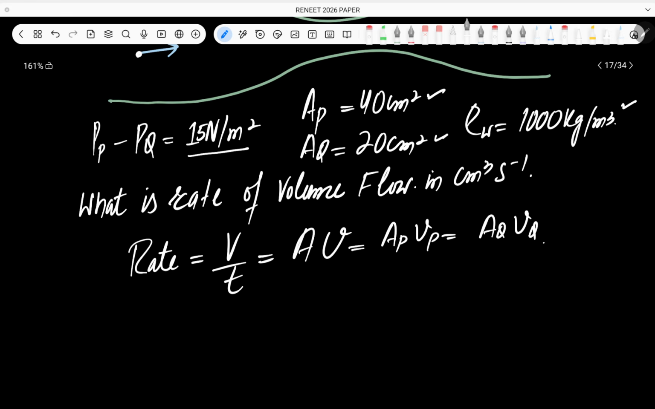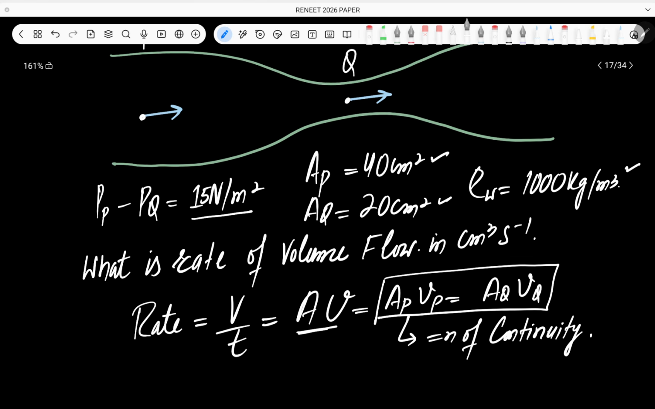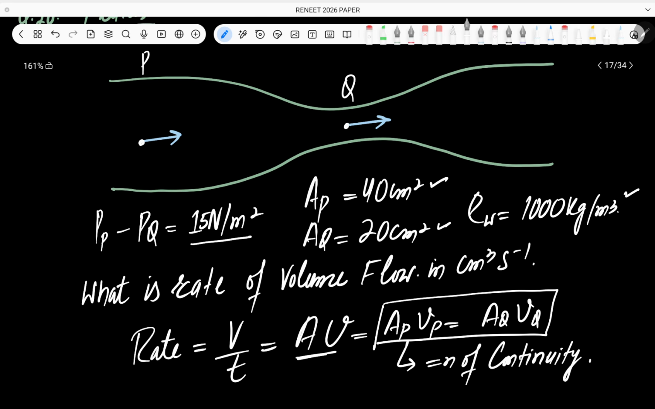So rate, first of all, you should know that rate is volume per unit time, which is in turn equal to A multiplied by V. Okay, then you can write like this: AP into VP is equal to AQ into VQ. This is called the equation of continuity. We have applied here the equation of continuity. Okay, now we can easily calculate AP VP or AQ VQ, but only the area of cross section at P and Q is given, velocity is not given. Now how can we calculate the velocity?